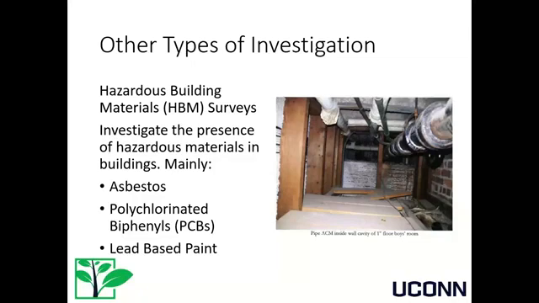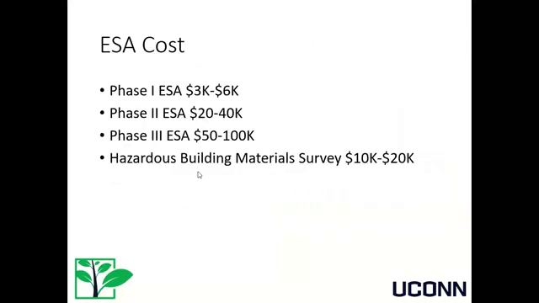And typically we search for asbestos, we search for PCBs, polychlorinated biphenyls, and lead-based paint. So those are typically other studies that we do. Again, if there is a building and if the building is old, we suspect that there might be some hazardous building materials there. Then we conduct the survey to identify again the areas where we might have those building materials. Those are the most common, but there might be other materials there.